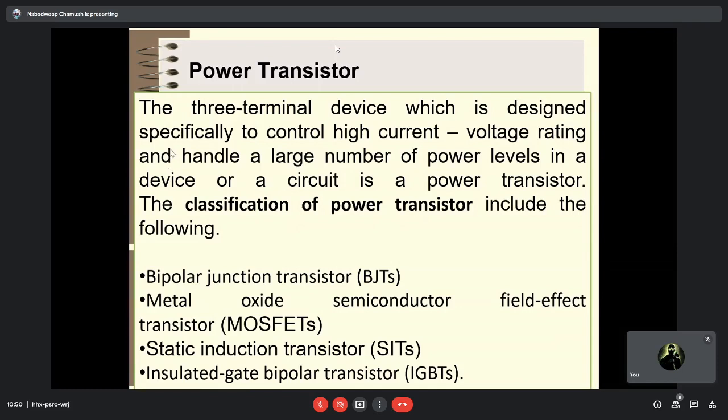And this power transistor is basically a three-terminal device which is designed specifically to control high current and voltage settings, and handling a large power level in a device or a circuit is the power transistor. The classification of power transistors includes the following, same as the normal transistors: bipolar junction transistor, MOSFET, which is a type of FET, then static induction transistor, and then insulated gate bipolar transistor, IGBTs.